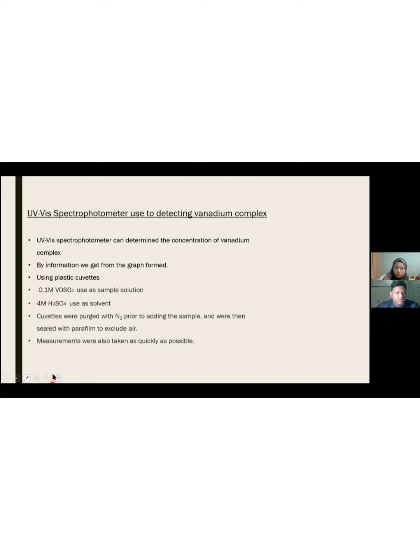To determine the concentration of vanadium complex, we use plastic cuvettes, because there are three types of cuvette: plastic, glass, and quartz cuvette. As a sample solution, we use 0.1 molar vanadium complex. Then as a solvent, we use 4 molar sulfuric acid. The cuvettes were purged with N2 prior to adding the sample and were then sealed with parafilm to exclude air, and the measurement was also taken as quickly as possible.